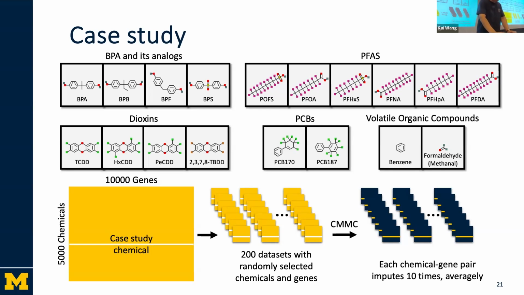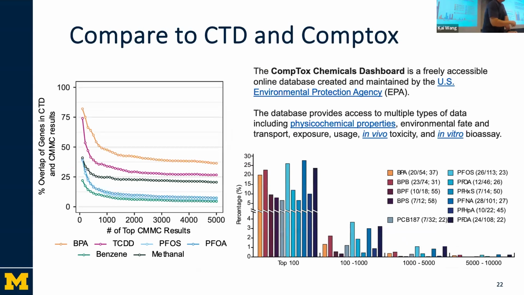For each of the chemicals in the case study, we generate 200 different data sets and then we run them. Then we can grab all the imputation values. Then we compare our results to the existing data. All our data is from CTD, but when we do the case study, we remove all the existing values. Then we compare our imputed values to the existing values in CTD to see how they look.